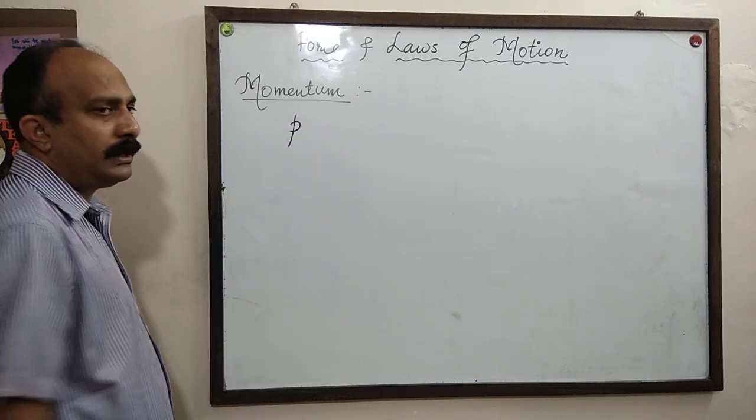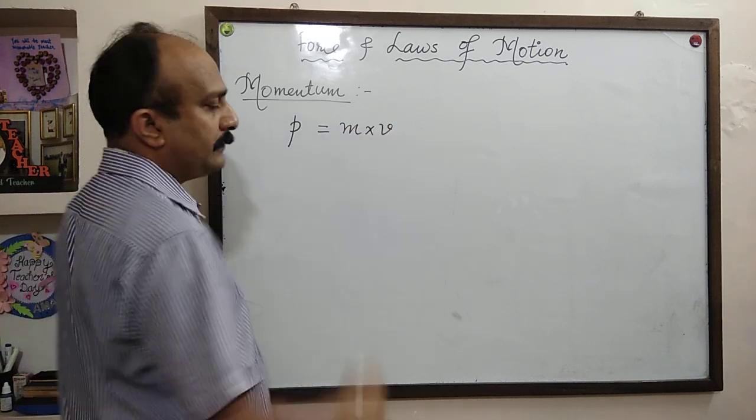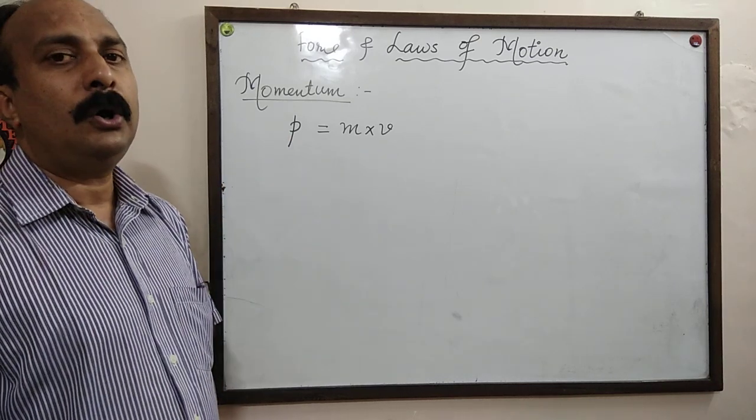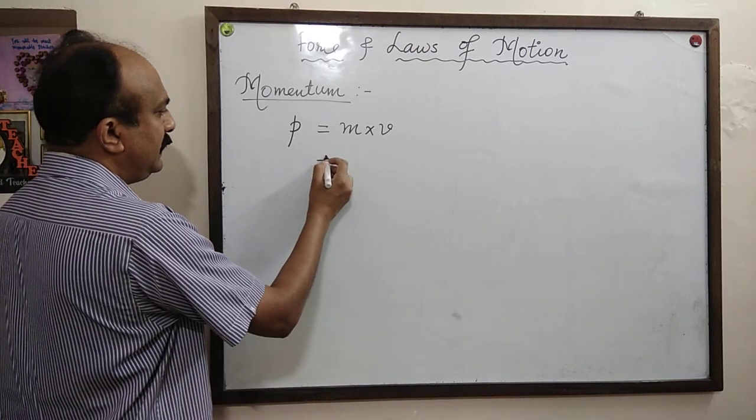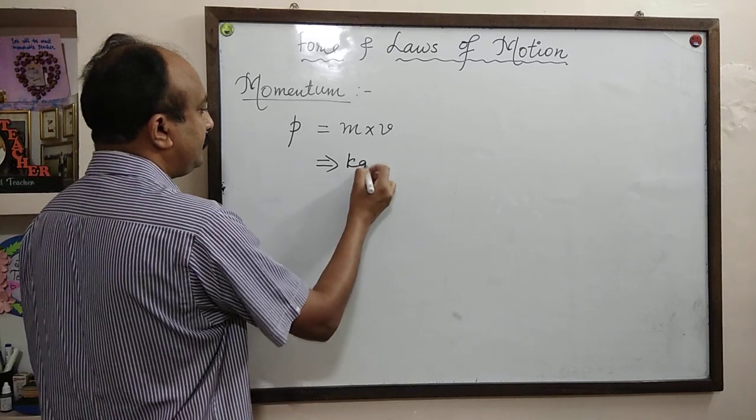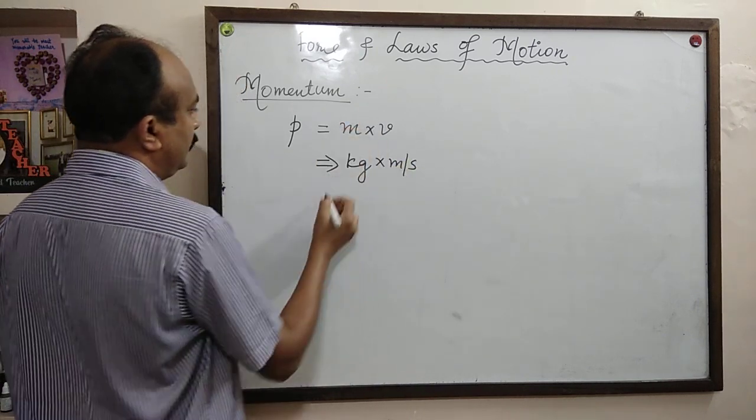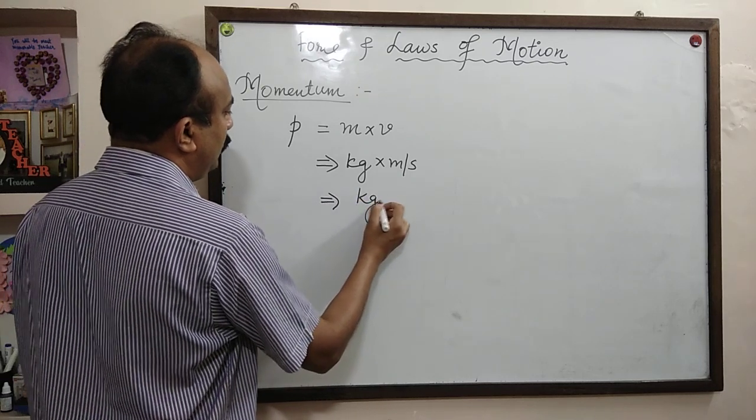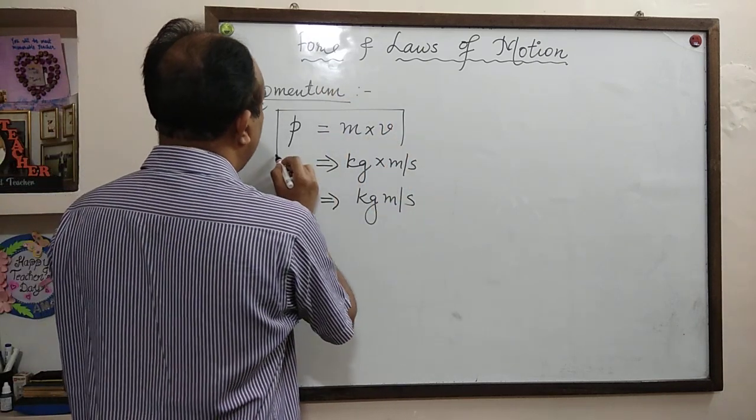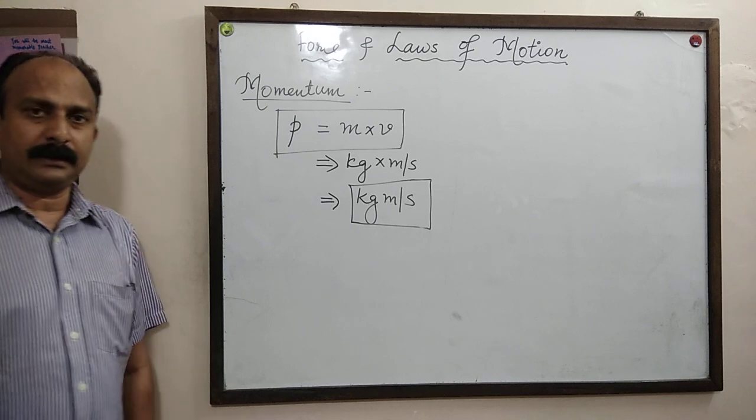Momentum is represented by small letter p. So momentum p is equal to mass into velocity. So the formula for momentum is p = m × v, or mv. Now let's see its SI unit. SI unit of mass is kilogram, and SI unit of velocity is meter per second. So what is the SI unit of momentum? It is kilogram meter per second. So momentum p is equal to m into v, or mv, and its SI unit is kilogram meter per second.